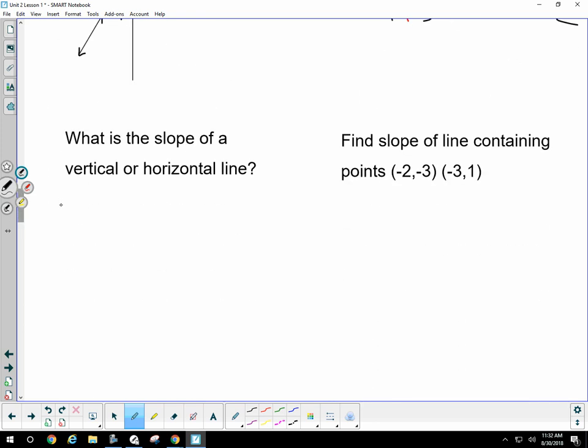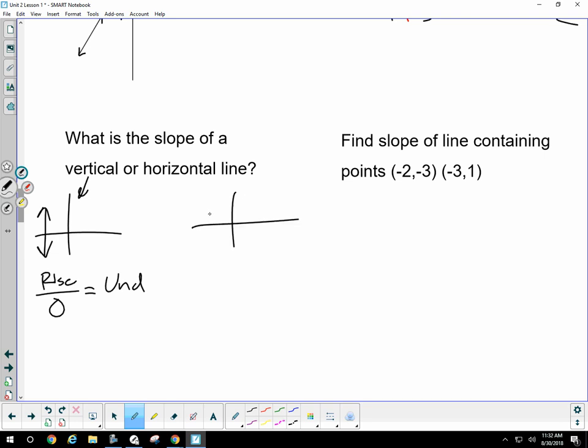What is the slope of a vertical or a horizontal line? Well, a vertical line has rise, but no run. So it's some sort of rise over 0. We are not allowed to divide by 0. It doesn't make sense. How many times does 0 go into 5? It can never be done. So we consider this undefined.